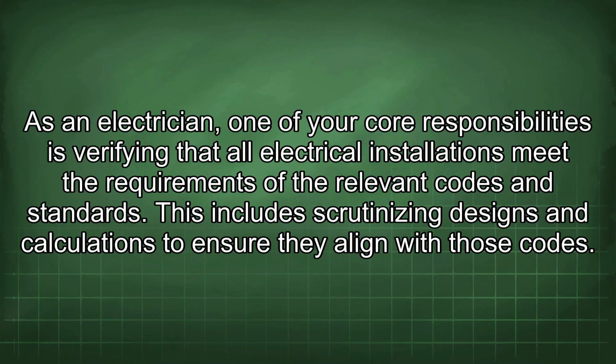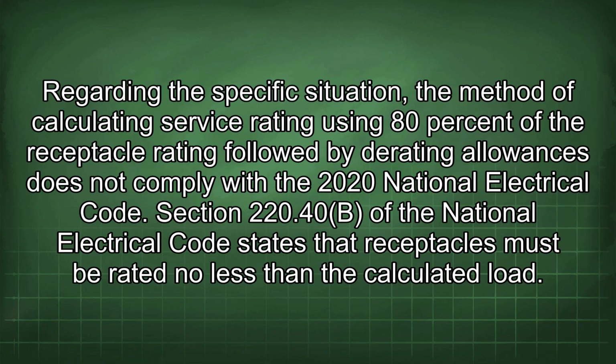As an electrician, one of your core responsibilities is verifying that all electrical installations meet the requirements of the relevant codes and standards. This includes scrutinizing design and calculations to ensure they align with those codes. Regarding the specific situation, the method of calculating service rating using 80% of the receptacle rating followed by demand allowances does not comply with the 2020 National Electrical Code.